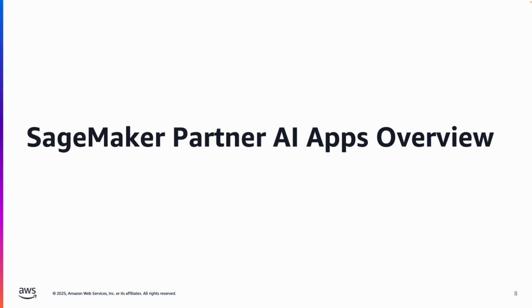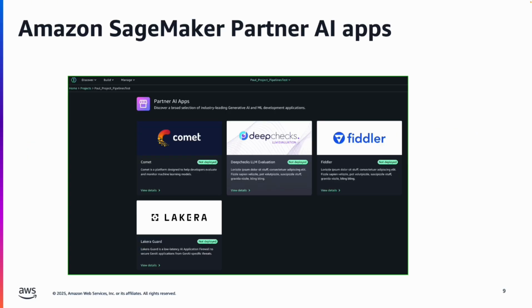So first up, what are Amazon SageMaker Partner AI apps? Through SageMaker Partner AI Apps, users get access to generative AI and machine learning development applications built, published, and distributed by industry-leading application providers. Partner AI apps are certified to run on SageMaker AI and SageMaker Unified Studio.